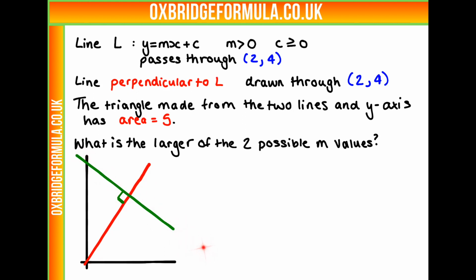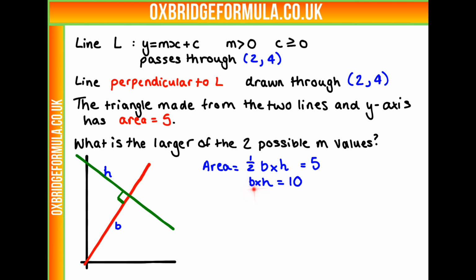So what information do we know? Well, we know that the area of this triangle here is 5. Now what equation do we use to work out the area of a triangle? Well, because it's a nice right angle triangle, we can use area equals half the base times the height. We know that's equal to 5. So if I write our base and our height on here, half of the base times the height will give us 5, and you simplify that down to base times height equals 10.